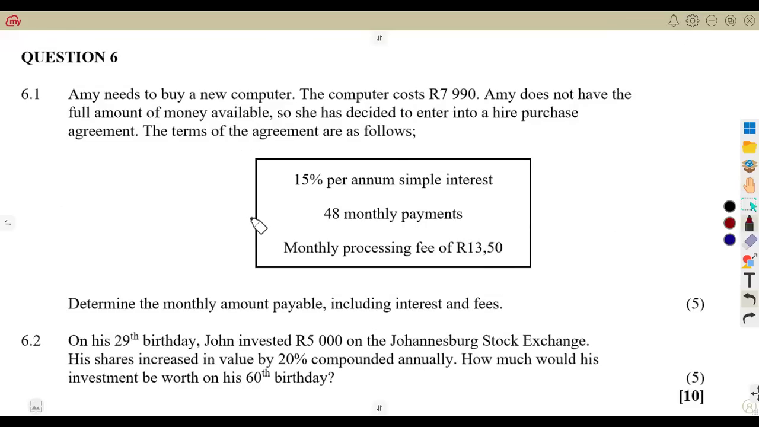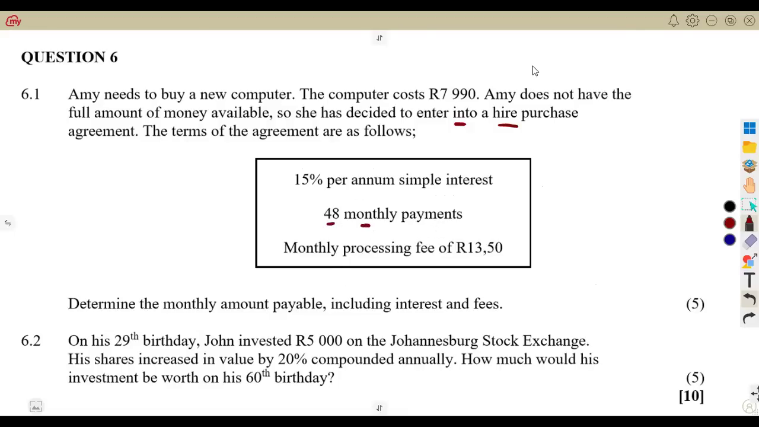We are given on question number 6 that Ami needs to buy a new computer, but the computer costs 7,990 Rand. Ami does not have the full amount of money available, so she decided to enter into a hire purchase agreement. The terms of the agreement are as follows. This is what we have: 15% per annum simple interest, 48 monthly payments to be made.